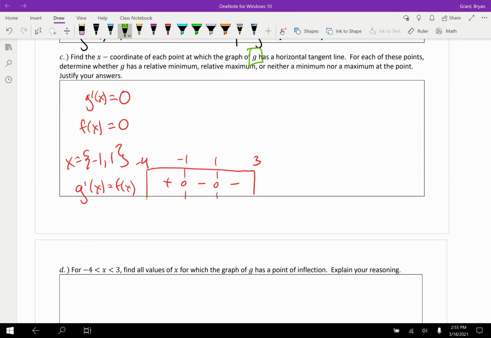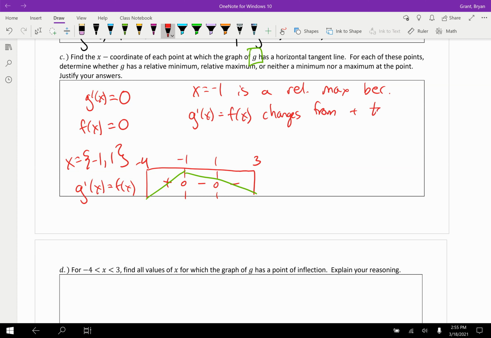The graph of g will first increase and then decrease to the rest. All right. Once we're here, I think we can go ahead and do our conclusions. Hopefully this is nothing too terrible. X equals -1 is a relative max because, and I like to put both of these here, g prime of x, which we don't know too much about, but we know that equals f of x, changes from positive to negative. Great. What about the other one?